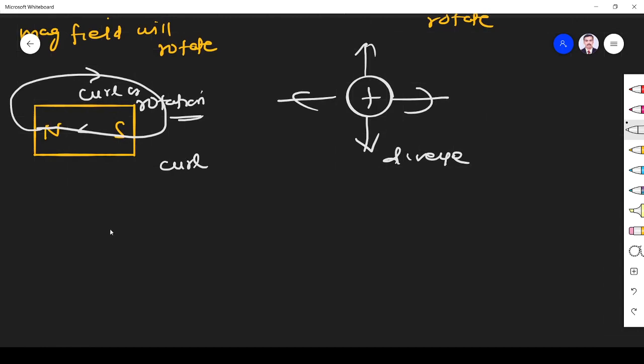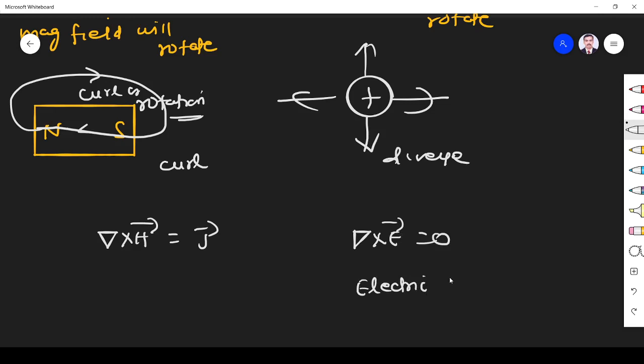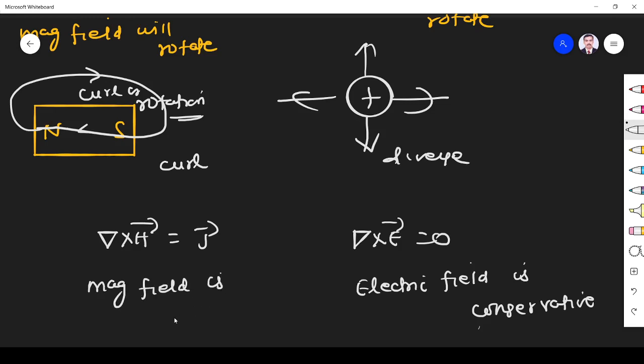Another thing we have to remember is del cross H is equal to J, and del cross E is equal to 0. That means the electric field is conservative. Hope you remember. If you don't know, please refer to my video on the electric field. In that, I derived and proved why it is conservative. Conservative means the work done is independent of path, whereas the magnetic field is not conservative. Very, very important. The magnetic field is not conservative, right?